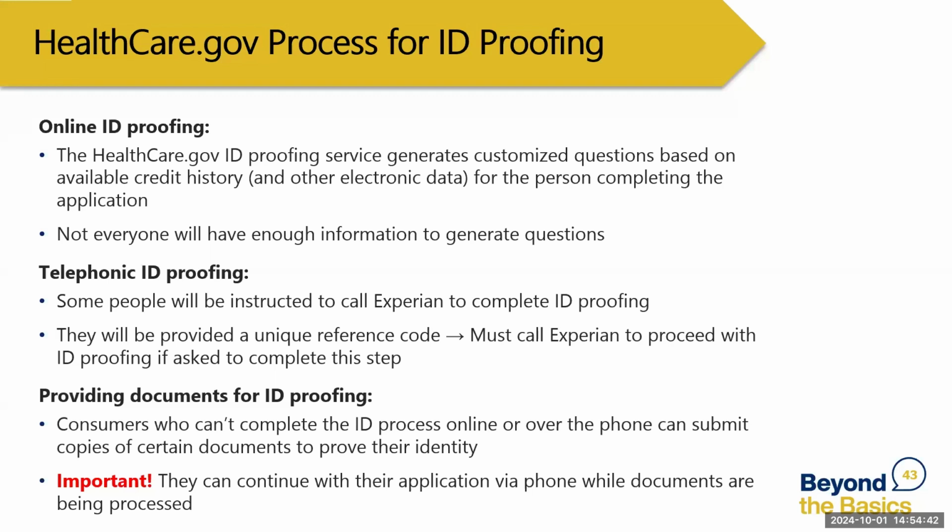The third way to prove identity is that the consumer who can't complete the identity proofing online or over the phone can submit copies of certain documents to prove their identity. And just to be clear, there are some people who won't even get sent to the telephonic part. They'll just immediately be asked to submit one of these documents. Again, some individuals may not have documents to provide to overcome this identity proofing hiccup, and it takes time. It's not going to instantaneously clear. So what they can do is continue with the application via the telephone by calling the healthcare.gov marketplace, and then they can submit the application over the telephone. Next slide, please.